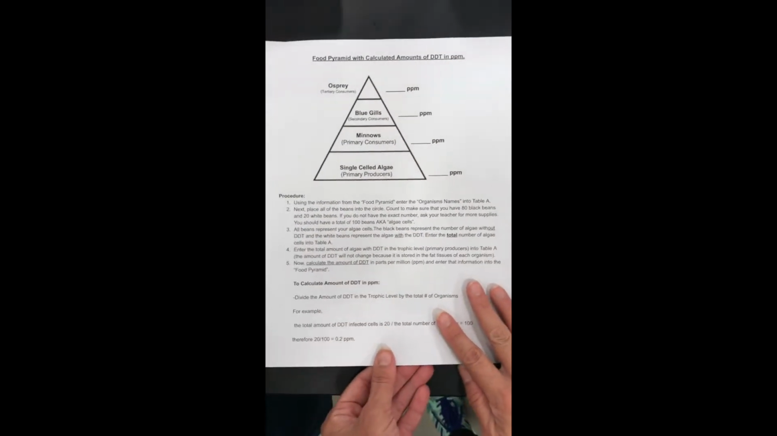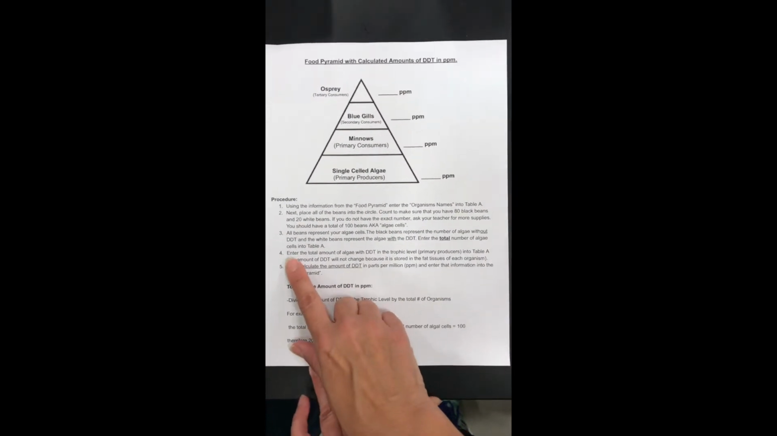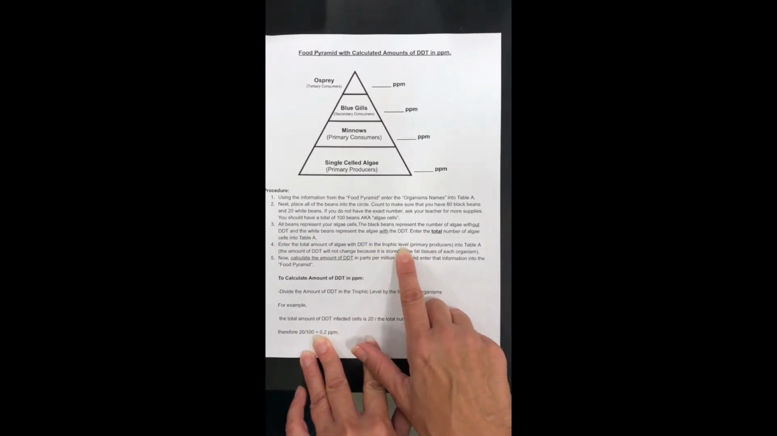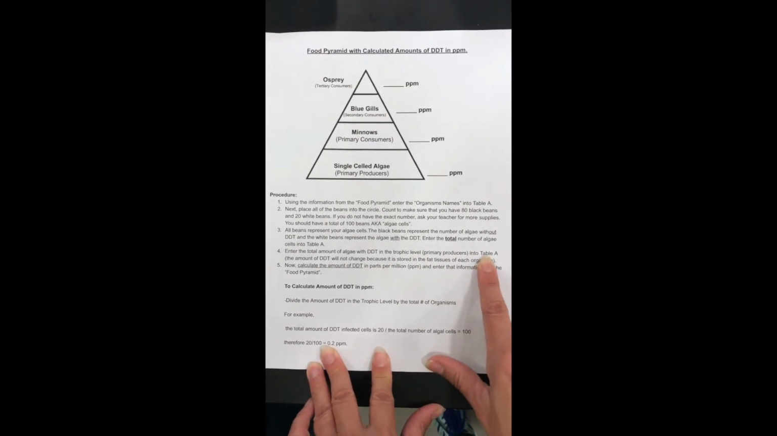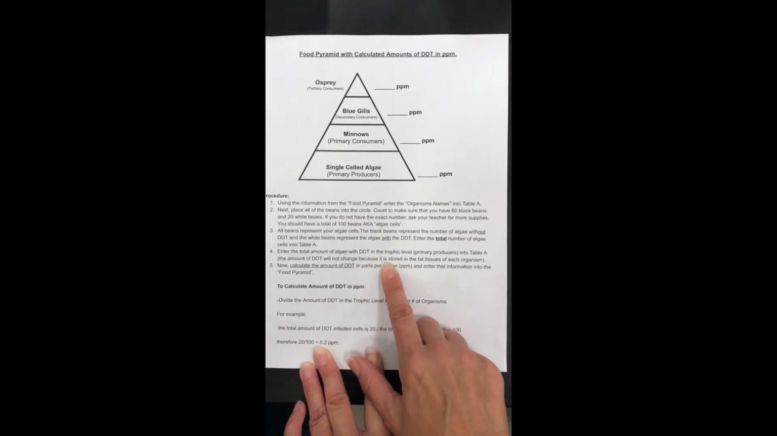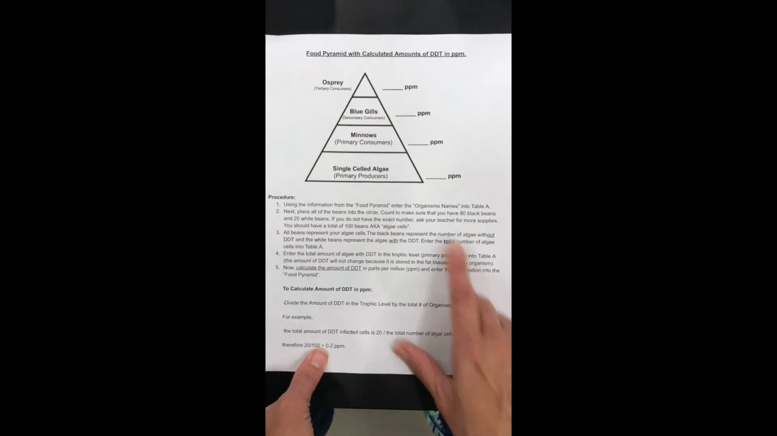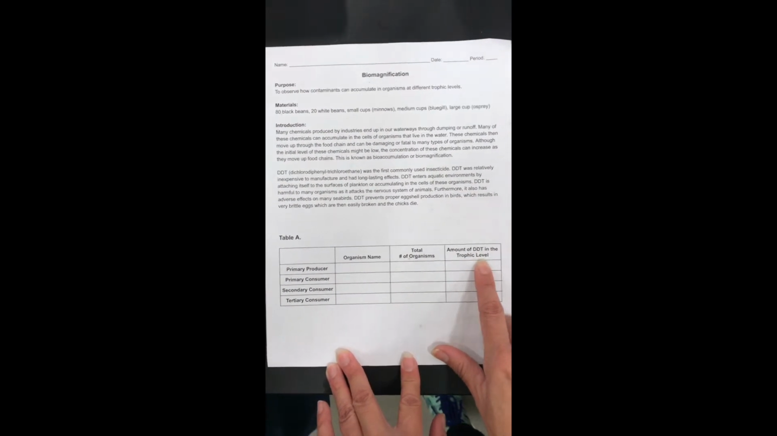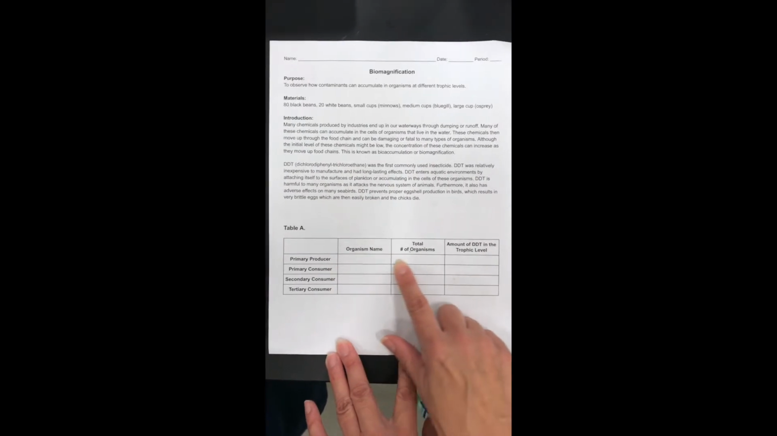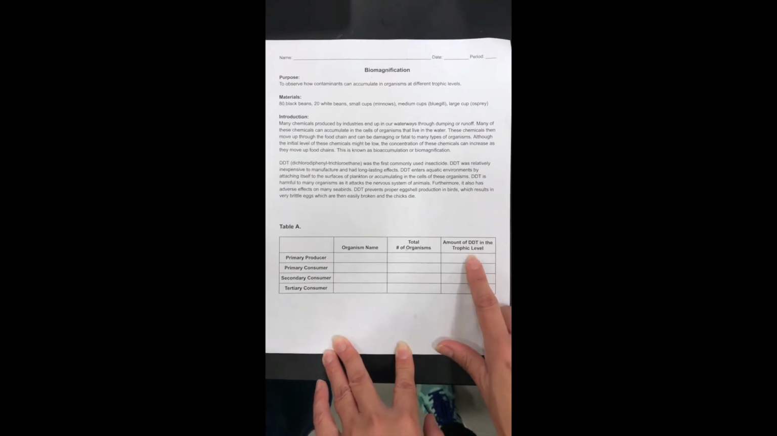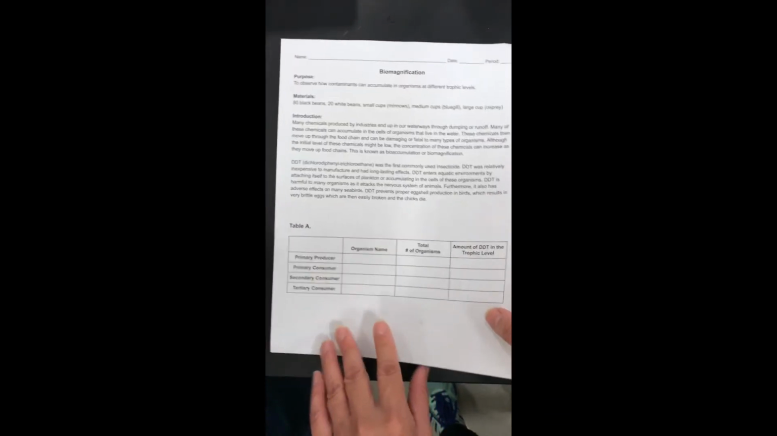Okay? All right. And then for step number 4, you need to enter the total amount of algae cells with the DDT in that particular trophic level, the primary producers. And you're going to enter that into table A. So the amount of DDT, it will not change because it is stored in the fat tissues of each organism. So no matter what trophic level you're dealing with, you're still going to have the same number of chemicals. So over here where it says the amount of DDT in this particular trophic level, right here, the primary producer, you're going to enter 20 right here because that's the total amount of DDT that's so far in your trophic level. So you're going to put 20 right here.